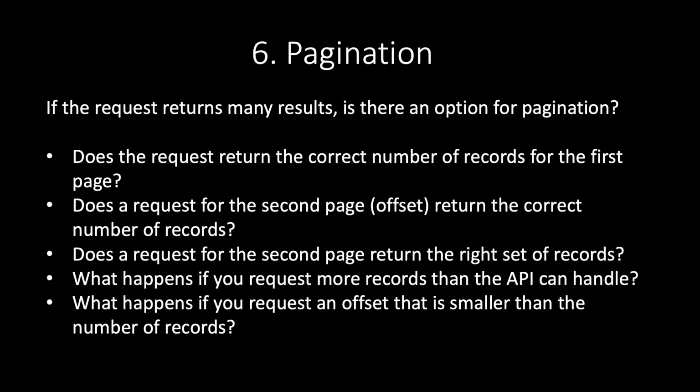What happens if you request more records than the API can handle in one request? What happens if you request an offset that is smaller than the number of records?